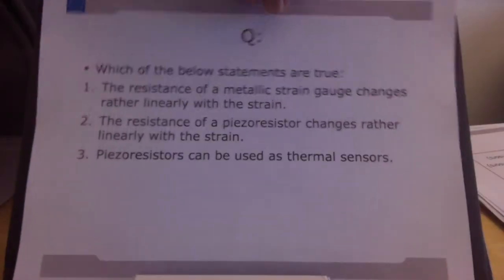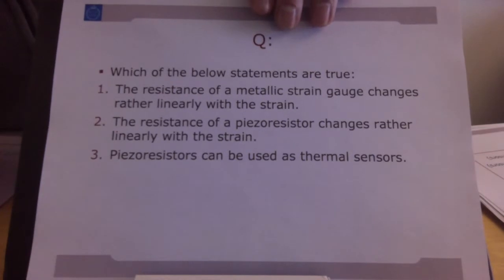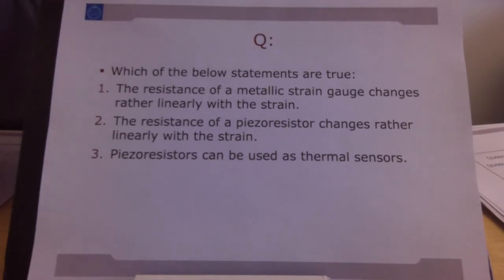To finalize the potential principles, I'm going to stop with a quiz question. Which of the below statements are true? There can be none, or all, or one or two of them can be true. The first statement is, the resistance of a metallic strain gauge changes rather linearly with a strain. The second is, the resistance of a piezoresistor changes rather linearly with a strain.